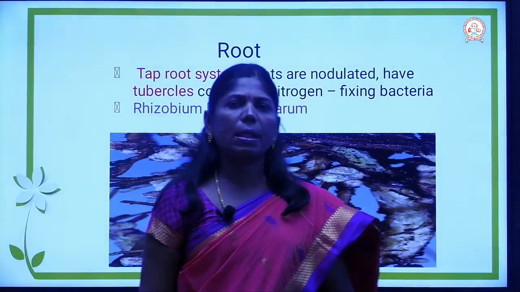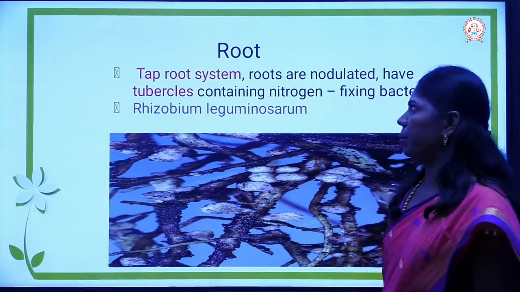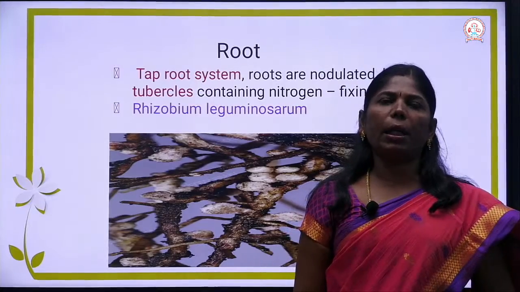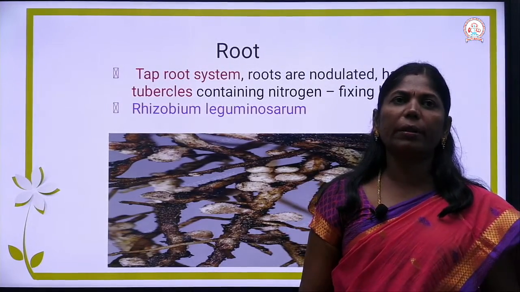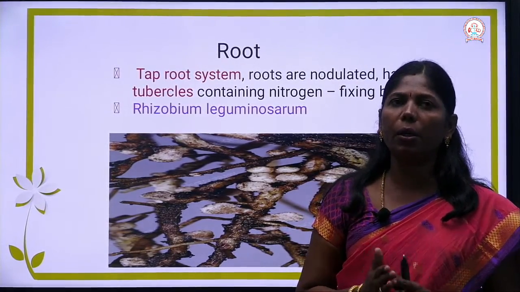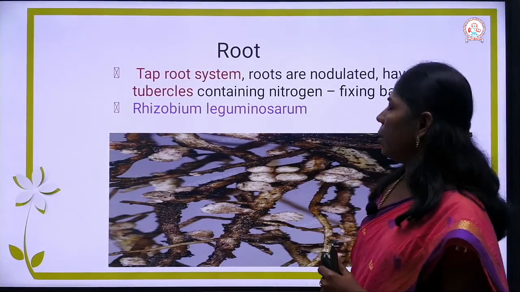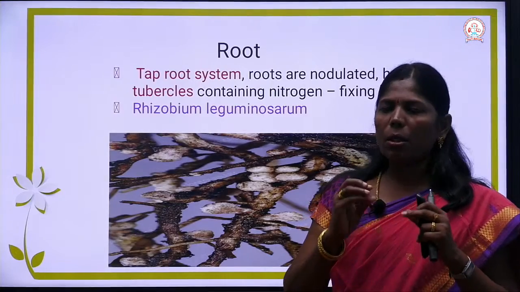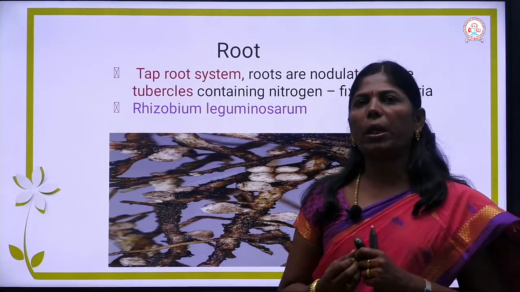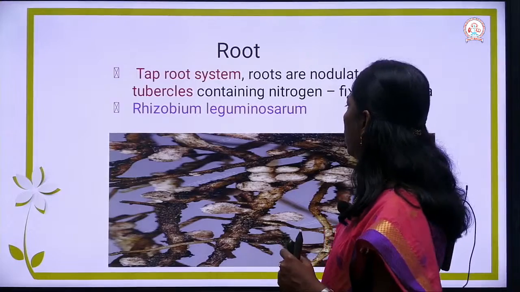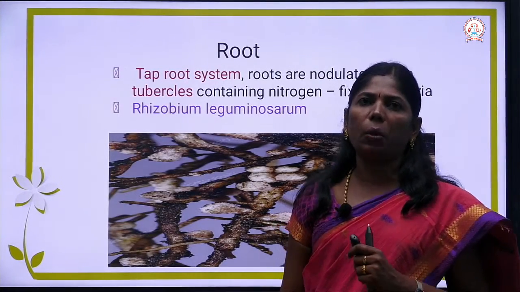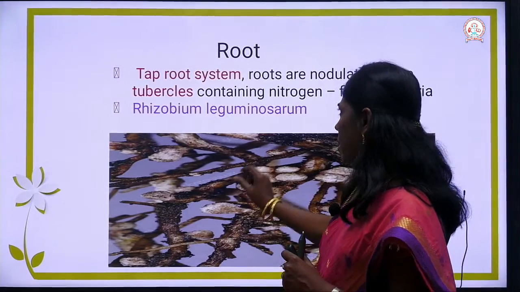Next we are going to see the characters of the root. We already studied that it belongs to the class Dicotyledonae, so definitely it has a taproot system. The roots consist of nodules. Nodules are small knots, and these nodules are called tubercles.